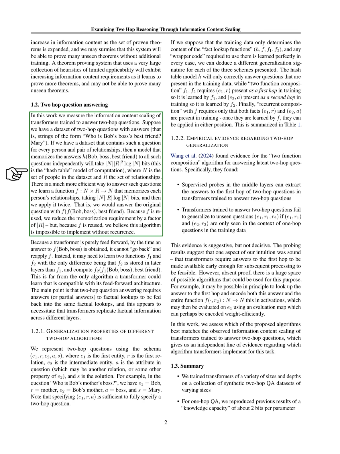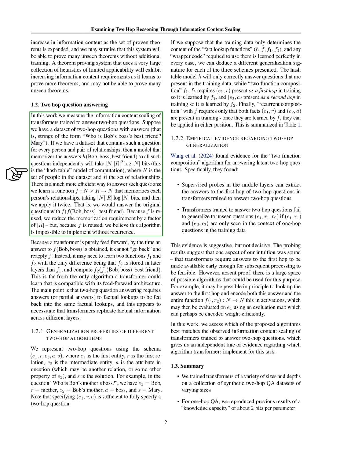In our work, we specifically measure the information content scaling of transformers trained for 2-hop question answering. For example, if we have a dataset containing questions like, "Who is Bob's boss's best friend?" Mary. A model that memorizes answers independently would require a significant amount of bits based on the number of people and relationships. However, a more efficient approach involves learning a function that captures each person's relationships and applying it twice, which reduces the memorization requirement.